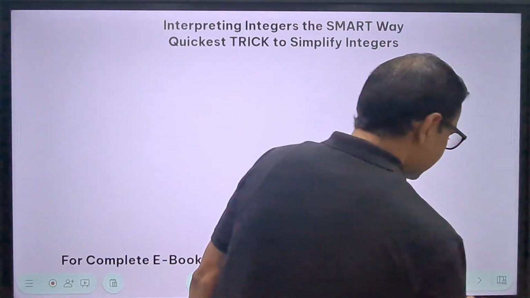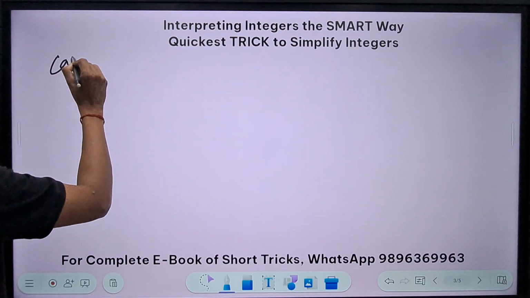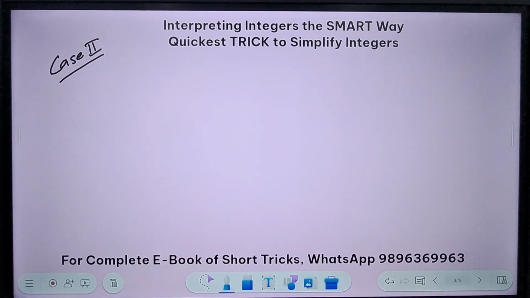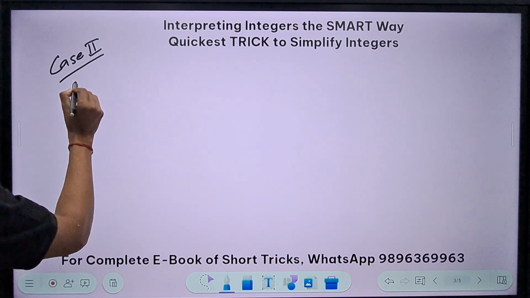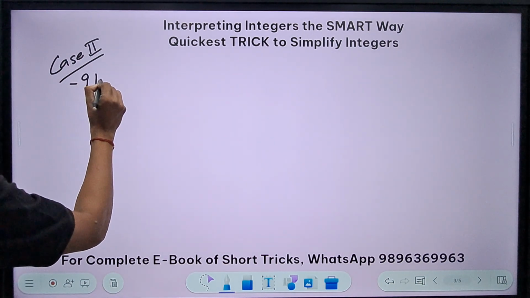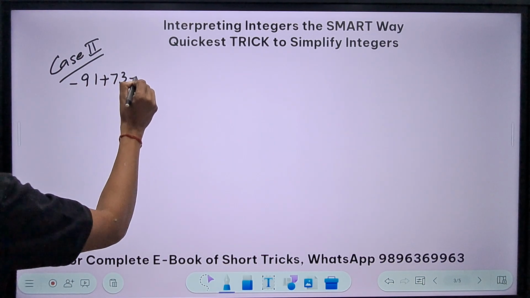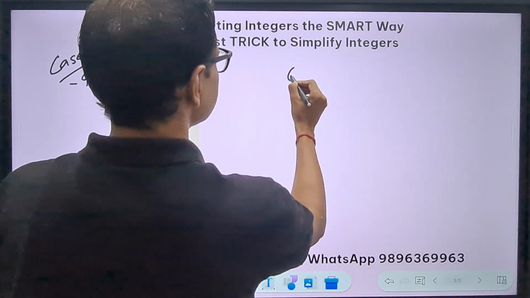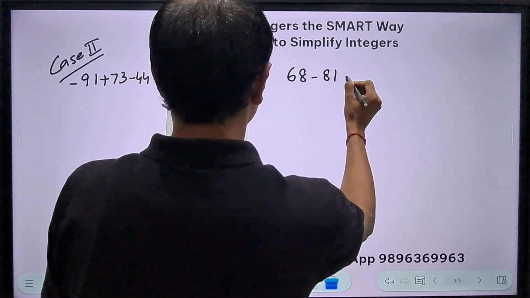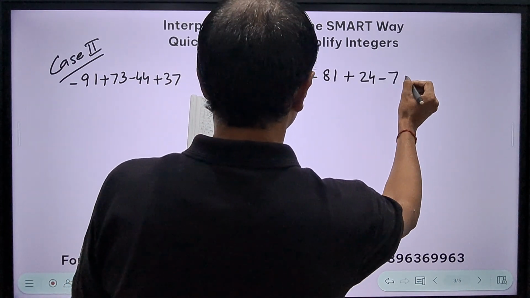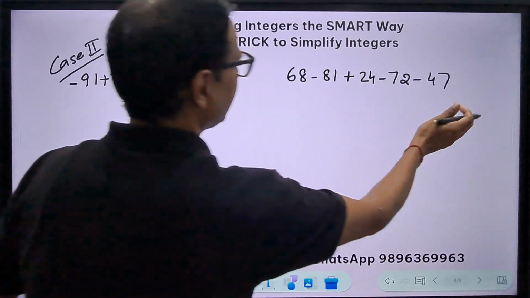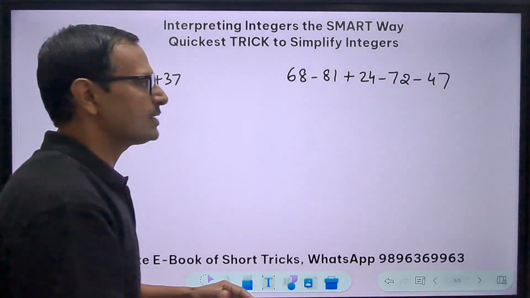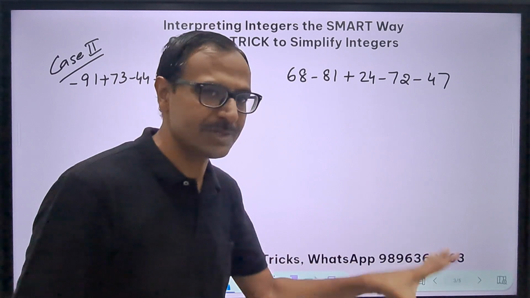Next up is case number 2. Very important, this case and the next case. Now see, for understanding this, I am taking an example, minus 91 plus 73 minus 44 plus 37. Then the second question I will take up is 68 minus 81 plus 24 minus 72 and minus 47. Now these are the two questions I am going to take up for case 2. Now let's see why we call it case 2 and what is special about these questions.